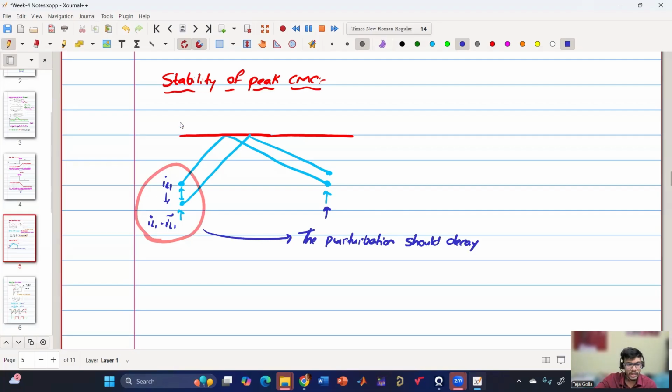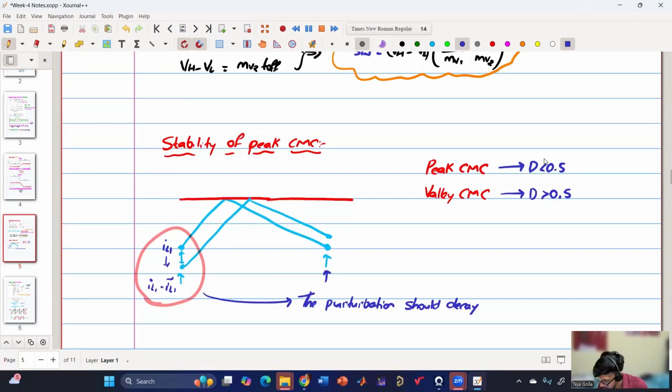So in the case of peak current mode control, what we get is that if my duty ratio is less than 0.5, then it is stable, whereas if the duty ratio is greater than 0.5, it becomes unstable. So in peak current mode control, it is stable for duty ratio less than 0.5. In the case of valley current mode control, it is stable when the duty ratio is greater than 0.5.